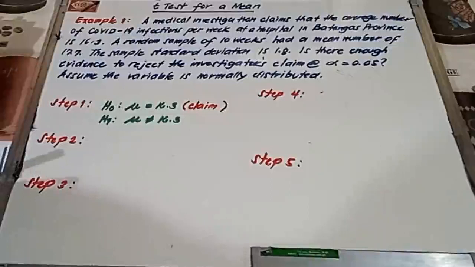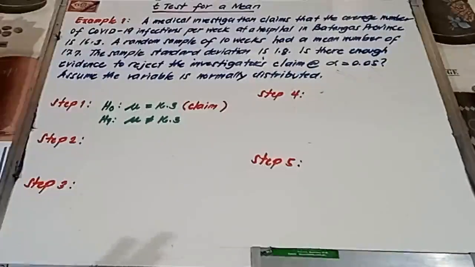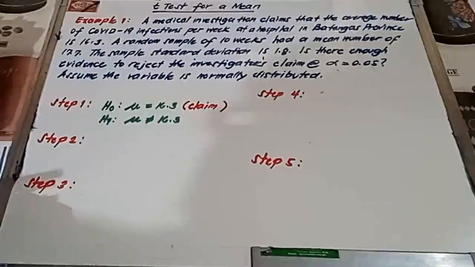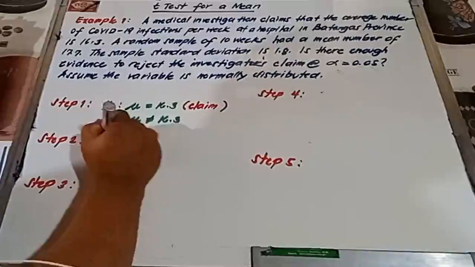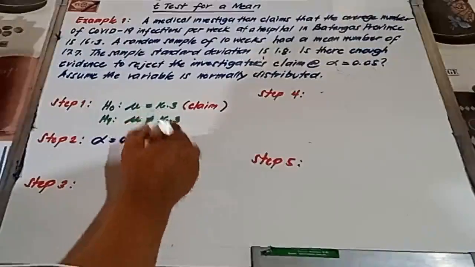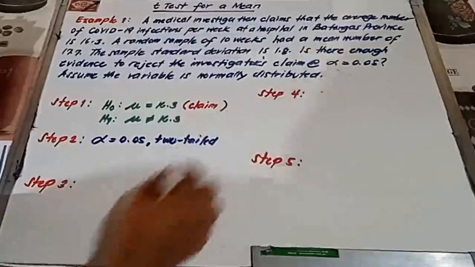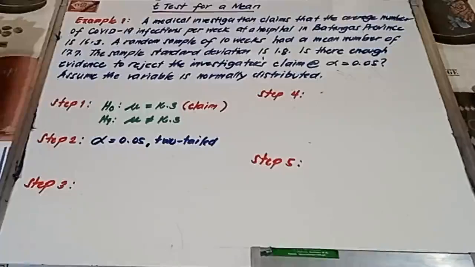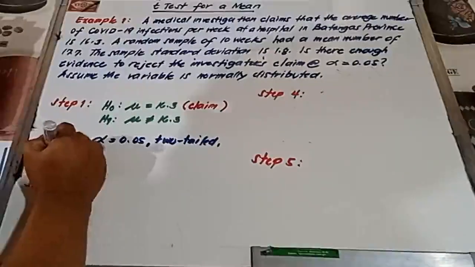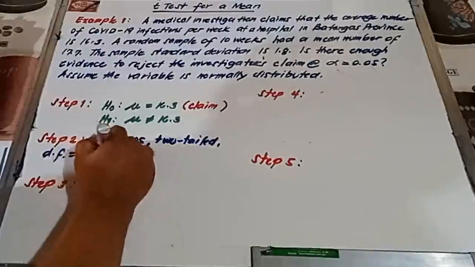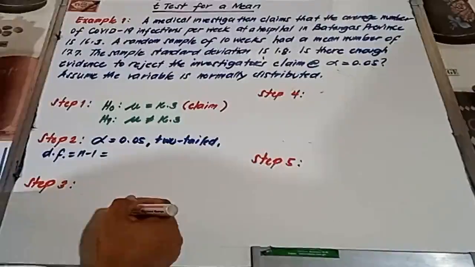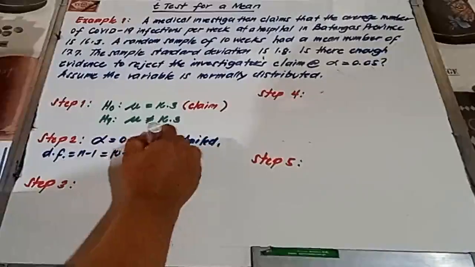In step number 2, we're going to find the critical value or values based from the t-table or t-distribution table. Okay? So, paano ba yun? So, we have alpha natin. Alpha is 0.05. Okay? We have two-tailed. Then, what else? Ang degrees of freedom natin is n minus 1. So, ang ating sample size is 10. So, 10 minus 1 equal to 9.